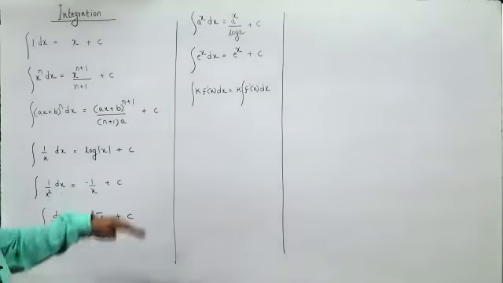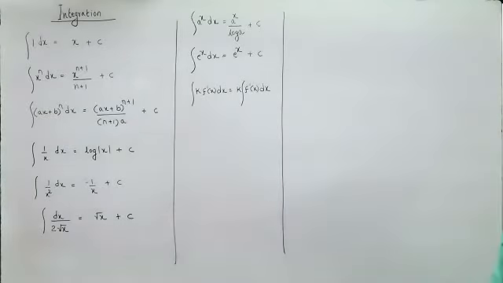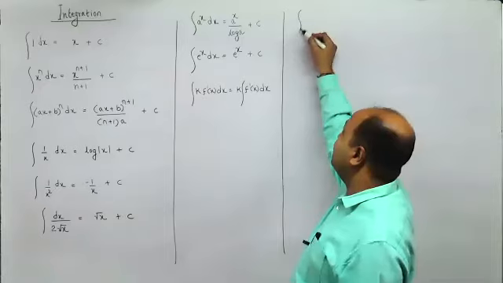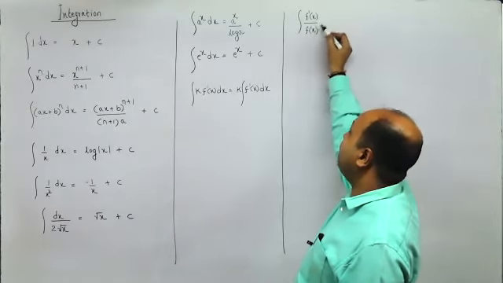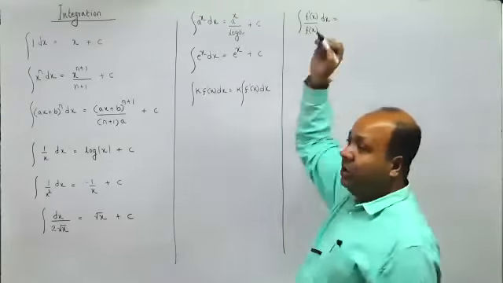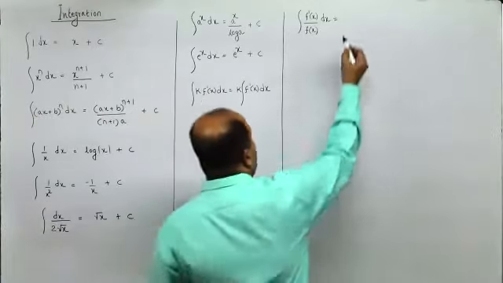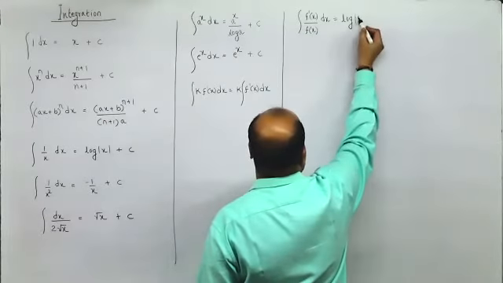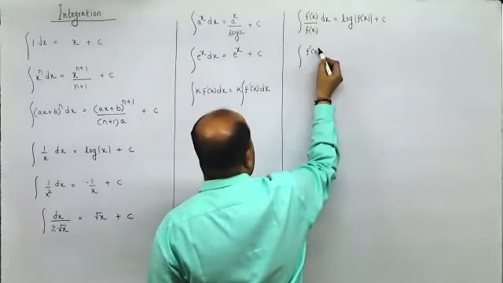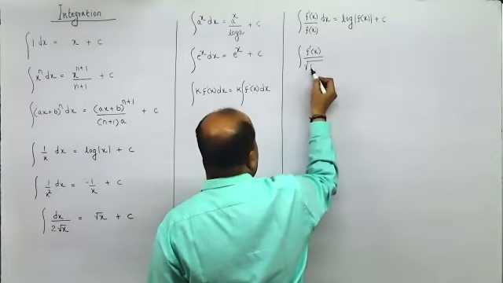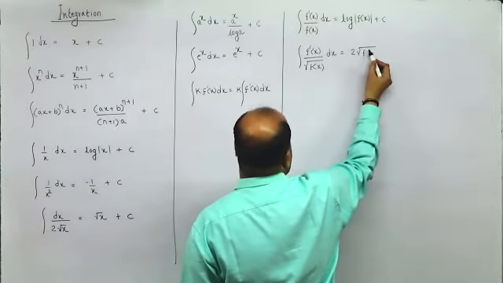Now these are the basic formulae that you have to by heart. Apart from them, you have to by heart a few more formulae. The next one to be by hearted is integration of f dash x upon f of x, that is, if numerator is the derivative of the denominator, the answer would be log of denominator plus c. If numerator is the derivative of the root term, then the answer would be twice of denominator plus c.